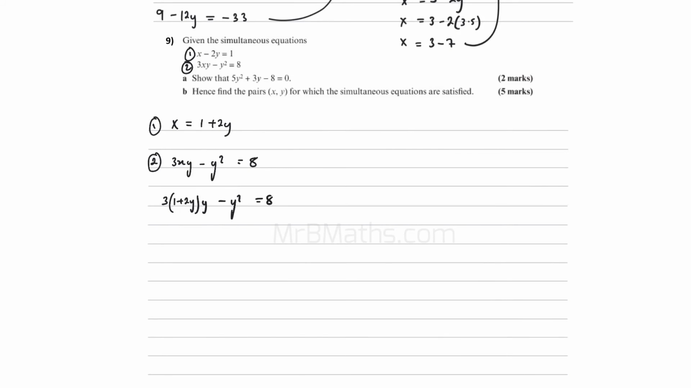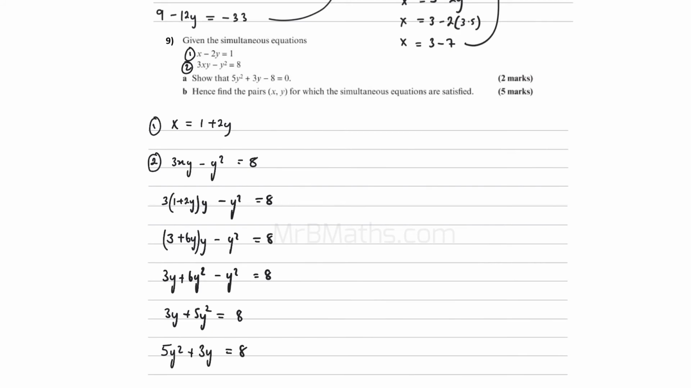And now I can do 3 times 1 is 3 plus 6y. And there's still y here. Minus y squared equals 8. And then we'll end up with 3y plus 6y squared minus y squared equals 8. 3y plus 5y squared equals 8. Rearranging this into quadratic form, 5y squared plus 3y equals 8. One last step, 5y squared plus 3y minus 8 equals 0.